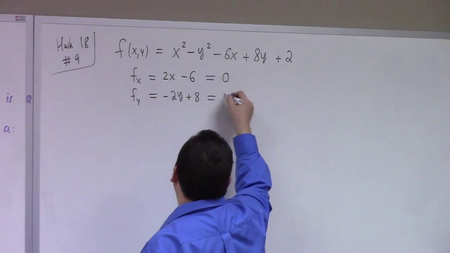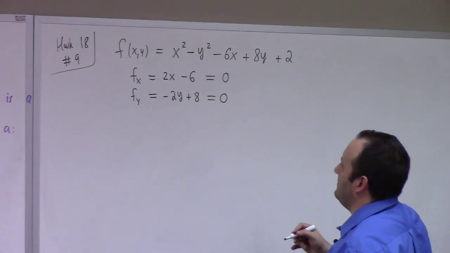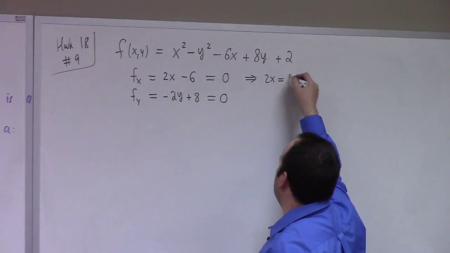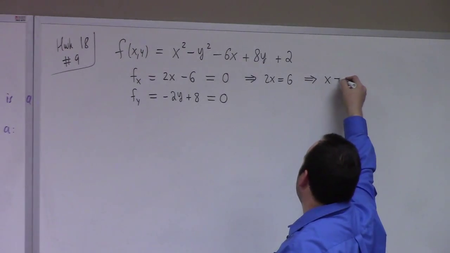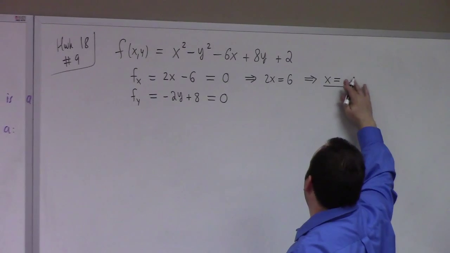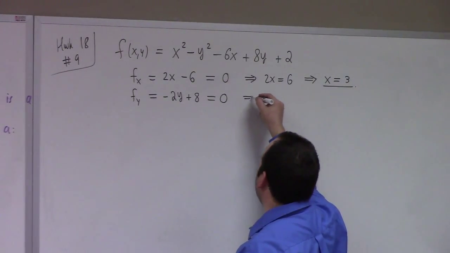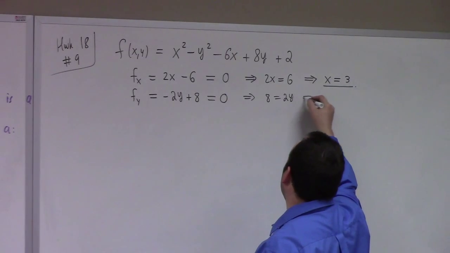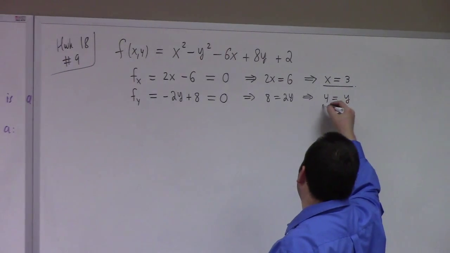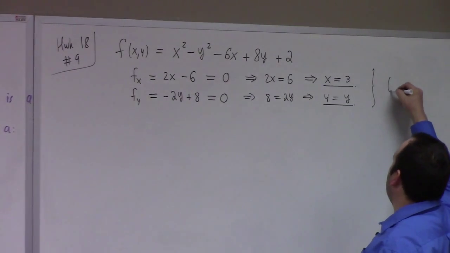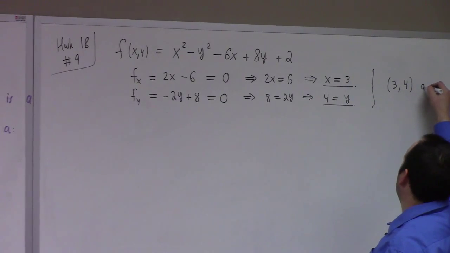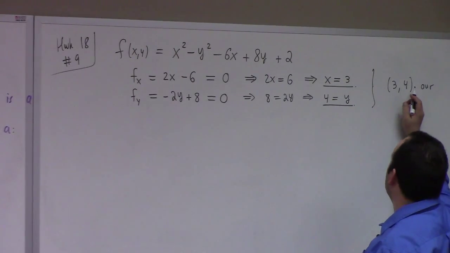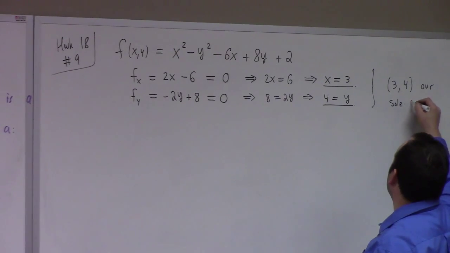Now I set these equal to 0. I'm sorry, did I say these were difficult? I think I was insulting your intelligence. So this says that 2x is equal to 6, which tells me x is equal to 3. Oh man, these aren't that hard. I've got to find some harder problems for you guys. It's very disappointing. So this says 8 is equal to 2y, which tells me that 4 is equal to y. So altogether, we have the critical point (3, 4). This is our sole critical point.